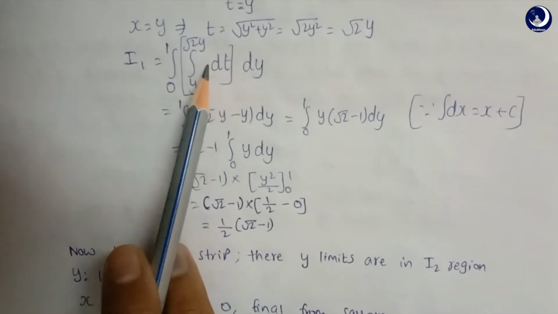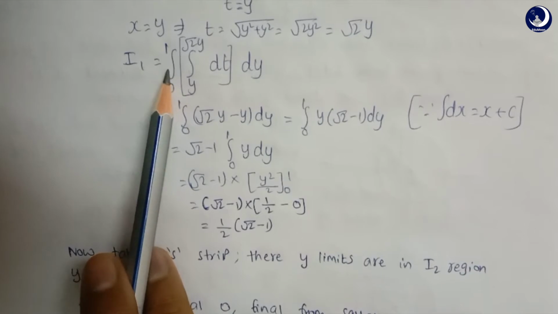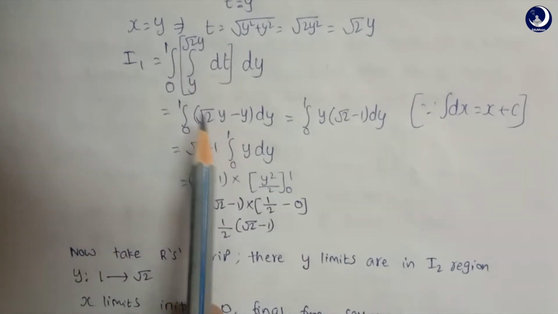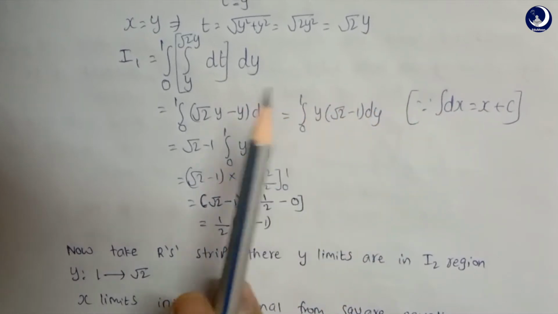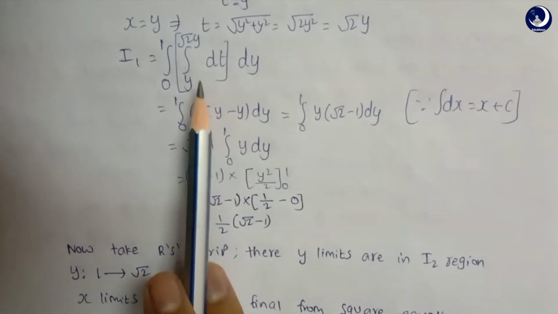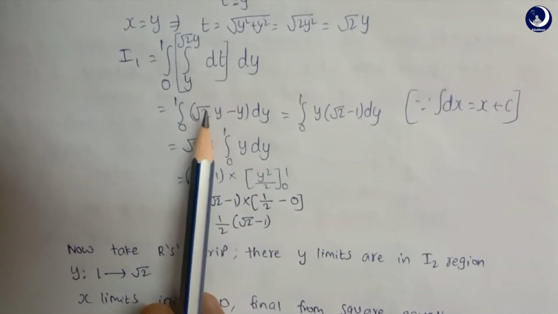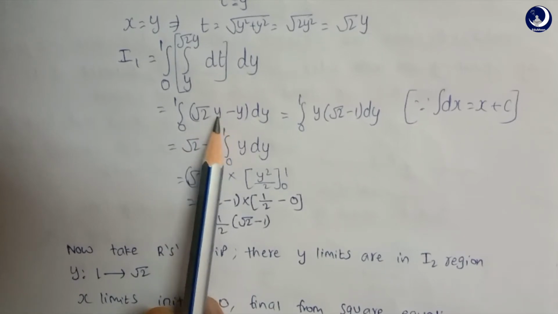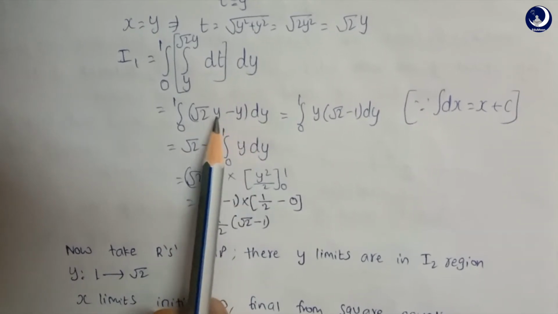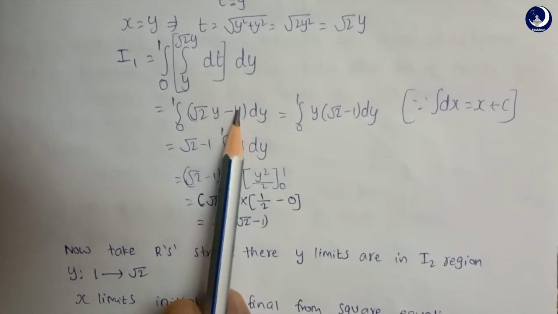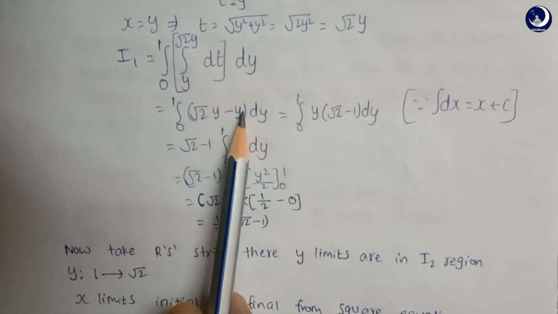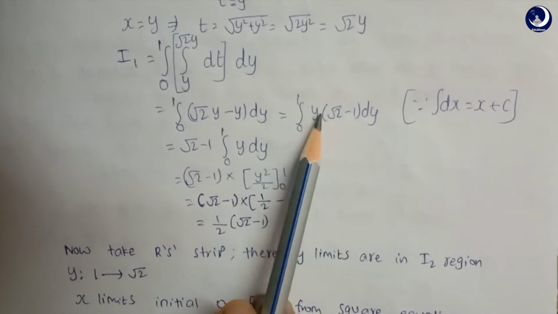First we integrate this function, and after that we integrate with the y function. By integrating this, we know the integral of dt is t only. That's why we get upper limit minus lower limit. By solving this, we get root 2 y minus y, into dy. We split it into these terms. Here you see that y is common to these two, so we take y common, giving y into root 2 minus 1.